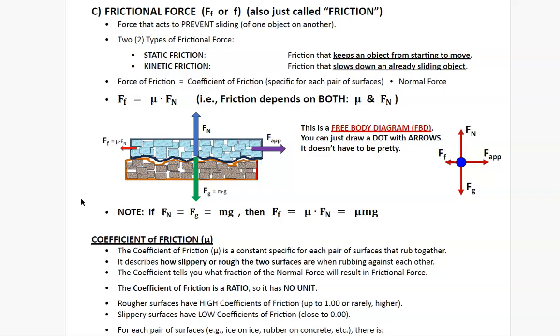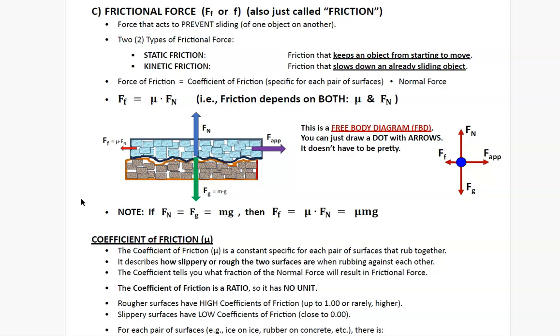So static friction is the friction that keeps an object from moving at all. Imagine you've got a refrigerator sitting on your kitchen floor and you need to push it. The static friction is what keeps you from even getting started in moving that refrigerator. But once you're moving, you'll notice it's slightly easier to keep that refrigerator going on the floor once it's already moving. That friction is called kinetic friction. Kinetic meaning moving friction. Static meaning standing still friction.